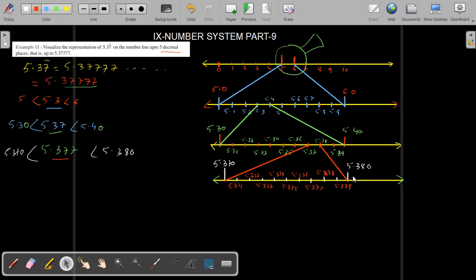Again, we need one more. So till now we got up to 4 places. Then we get up to 5 places. Up to 3 places we got. Now we will get up to 5 places. It's not difficult, Imran.